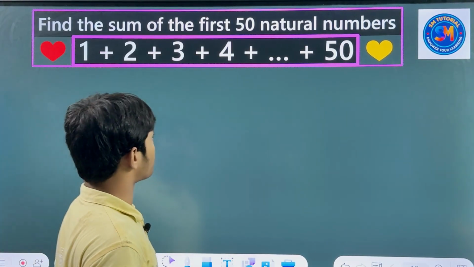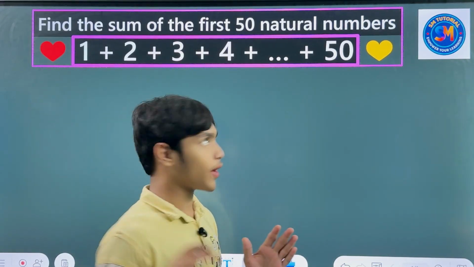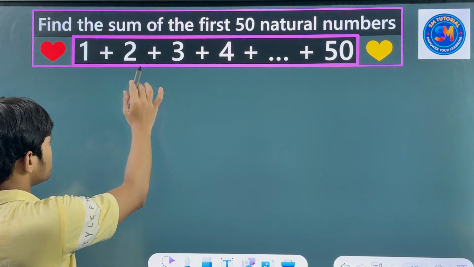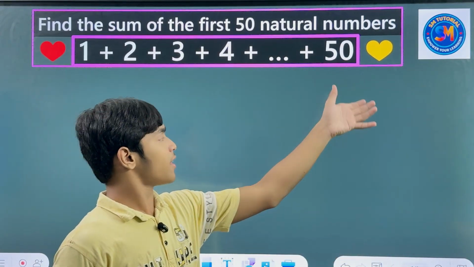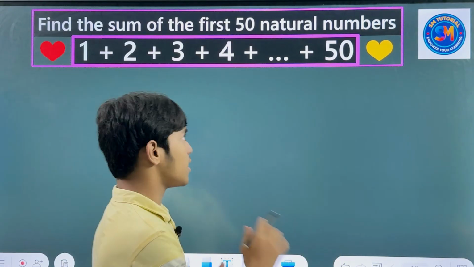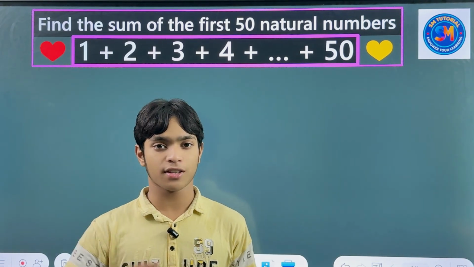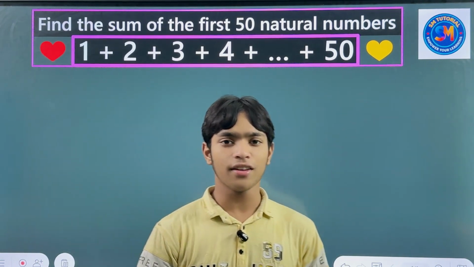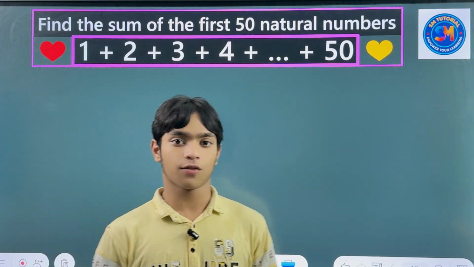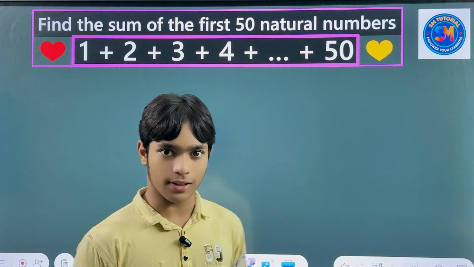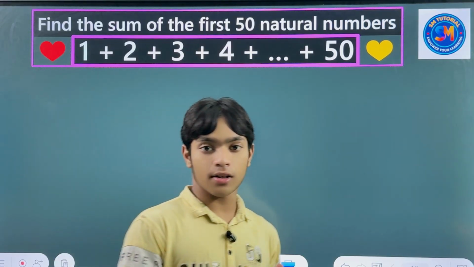Find the sum of the first 50 natural numbers. So here you can see a series. This is a series: 1 plus 2 plus 3 plus 4 plus ... then plus 50. Mainly this means 1 plus 2 plus 3 plus 4 plus 5 plus 6 plus 7 plus 8 plus 9 plus 10. In this way, this will go to 48 plus 49 plus 50. Till this, we have to find the sum from 1 to 50.